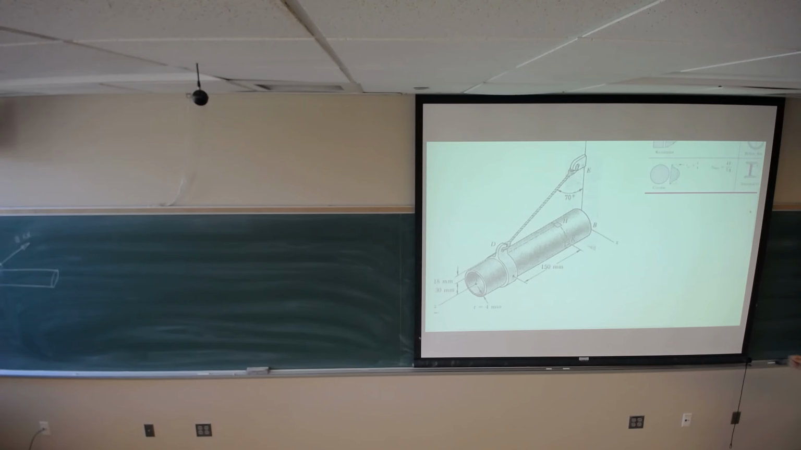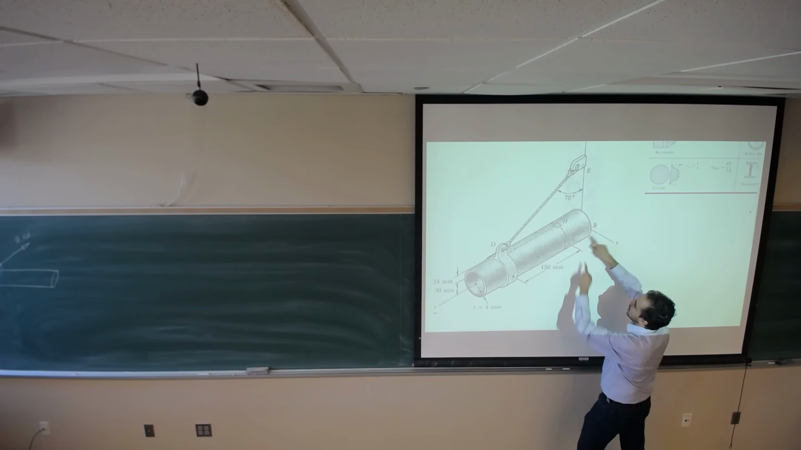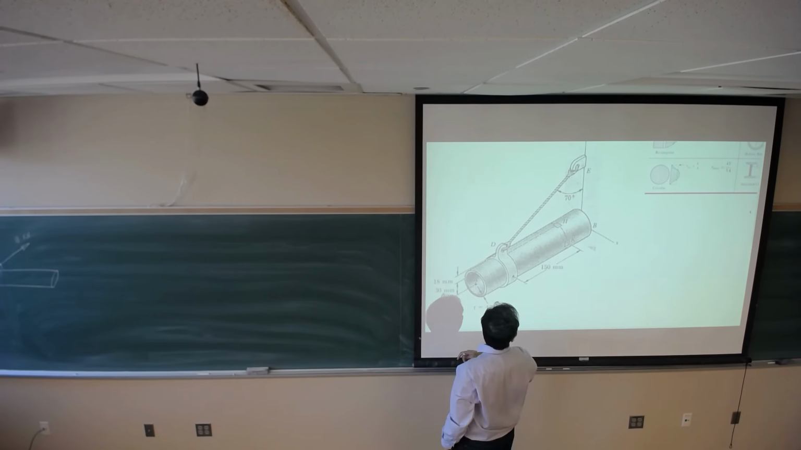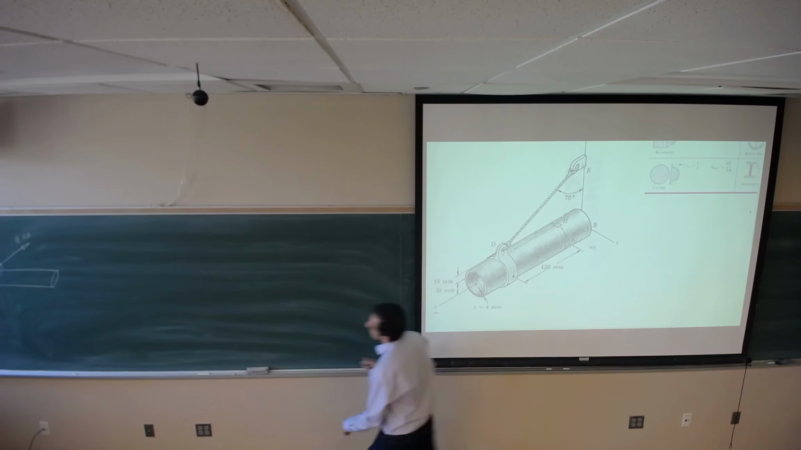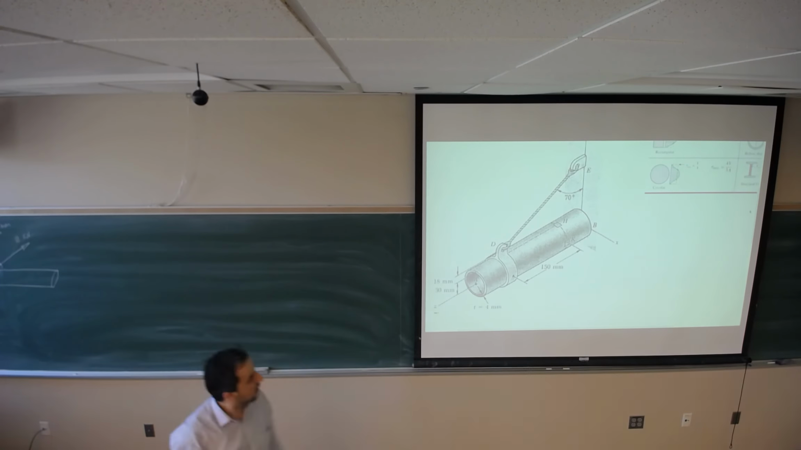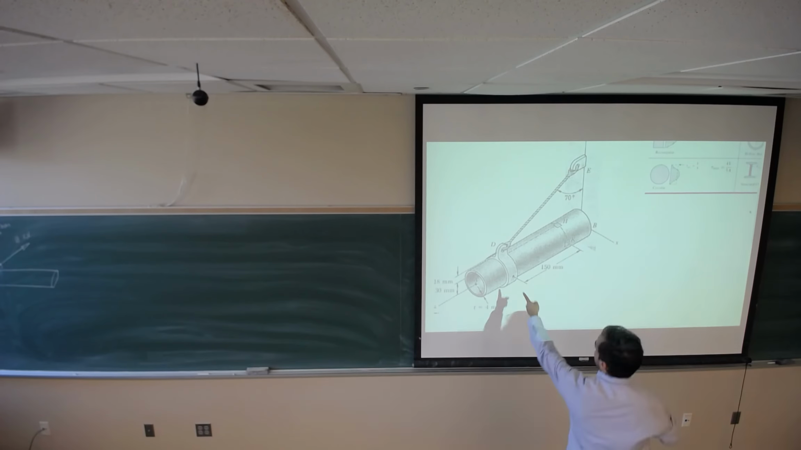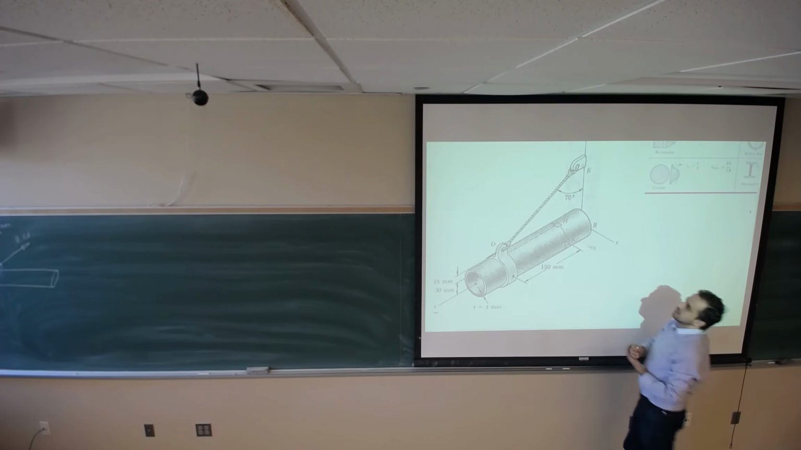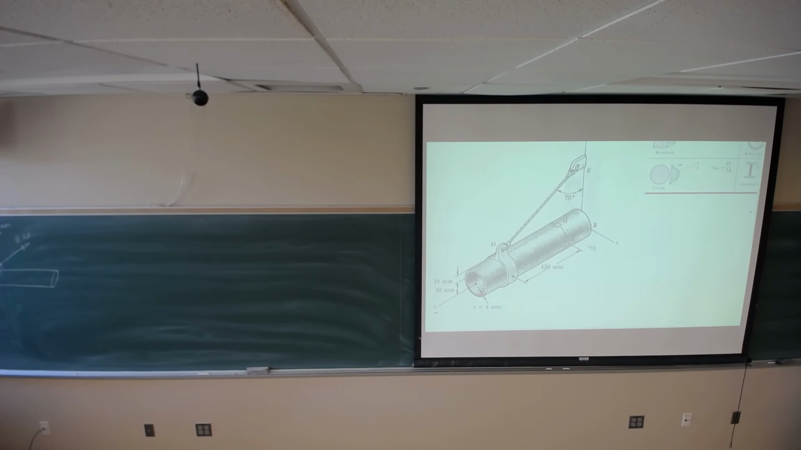And there is one missing distance, which is DB. DB is 400 millimeters. So from point D to point B, which is the end of the pipe, we have 200 millimeters. So DB, from D to B.